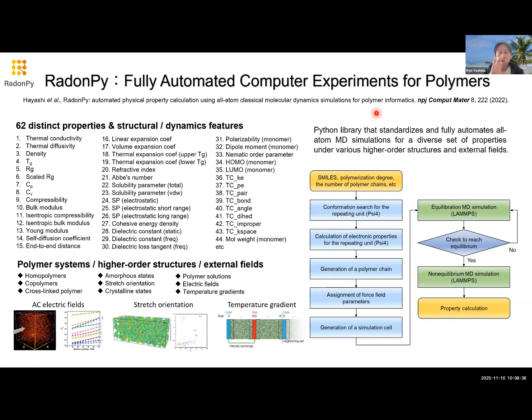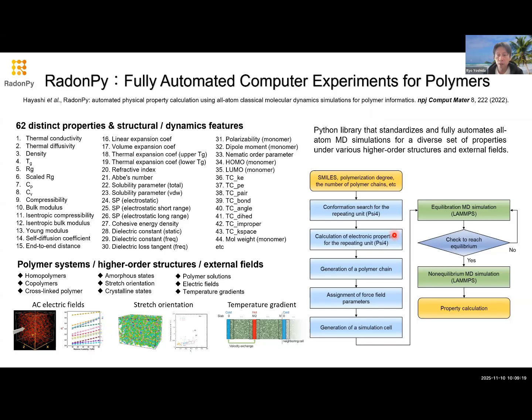So first, we specify the chemical structure of the polymer repeating unit, and additional calculation conditions are specified, such as polymerization degree, number of polymer chains, temperature, pressure, and so on. Then with such input specified, we perform the conformation search for the repeating unit based on DFT calculation, the charge calculation, generation of a polymer chain, and assignment of the force field parameters.